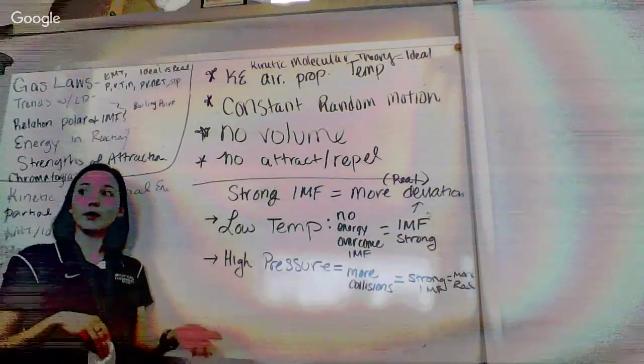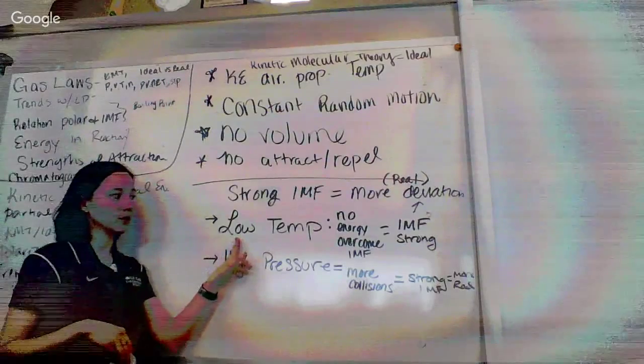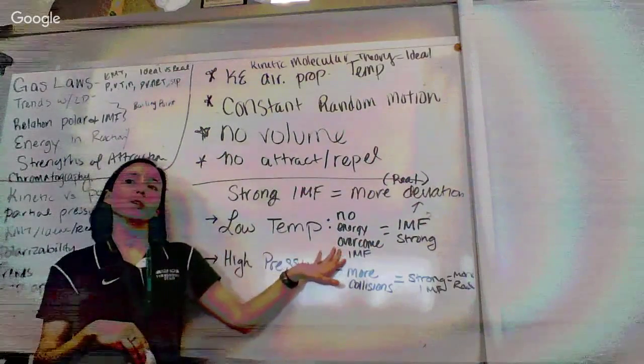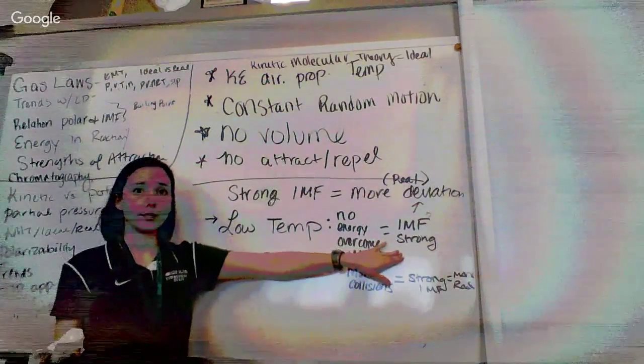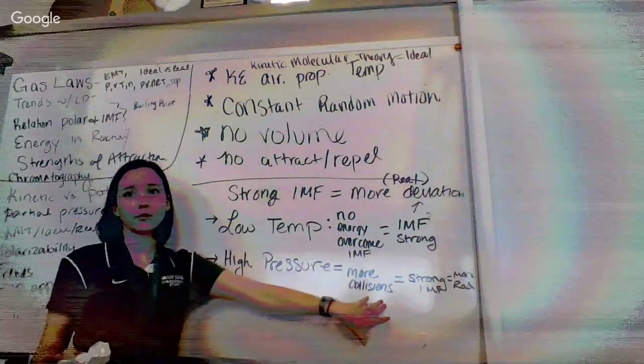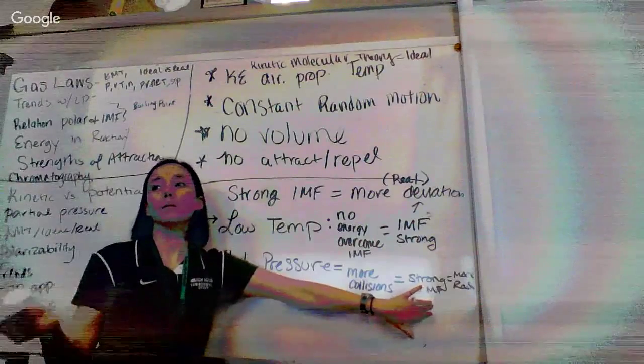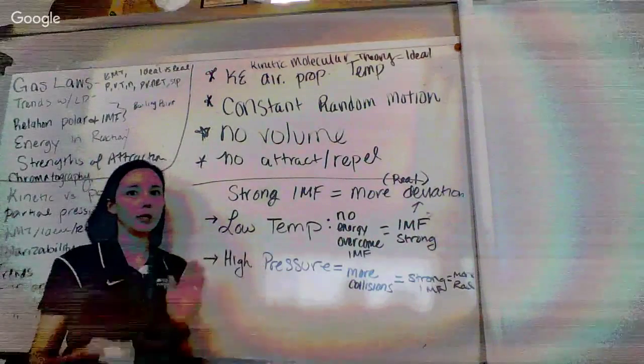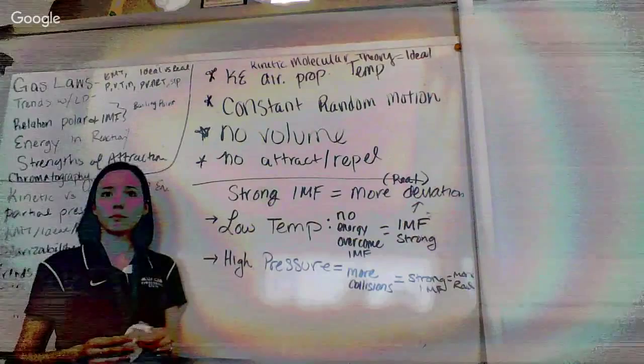Conversely, if you had high temperatures, then you would have the energy that you need to overcome those forces, so it's going to be more ideal. With low pressures, you're going to have fewer collisions, weaker intermolecular forces, and more ideal behavior. Be able to go back and forth between those two.